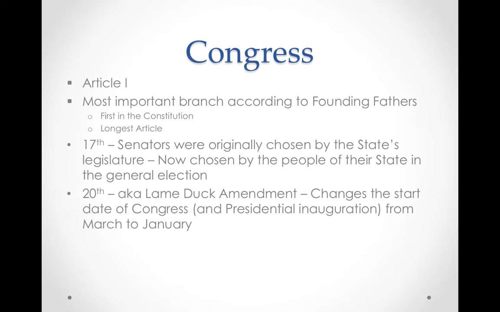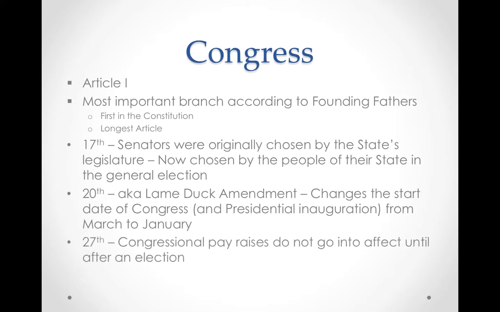So we are currently in a lame duck session of Congress because all of those who were not reelected won't be there come January 3rd. So the lame duck amendment, what it does is shortens up that period of time between the election and when the new term starts.